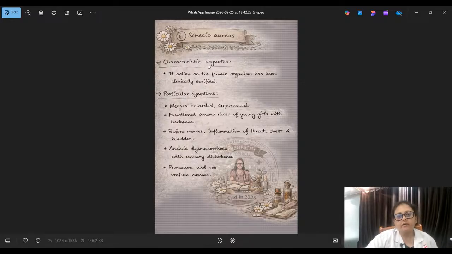Characteristic keynote: female organism, clinically verified, only clinically verified. Menses retarded, suppressed. Functional amenorrhea of young girls with backache. Before menses, inflammation of throat, chest and bladder. So here there are more bladder complaints. Anemic dysmenorrhea with urinary disturbance. Premature and too profuse menses. So these are the complaints of Senecio aureus.